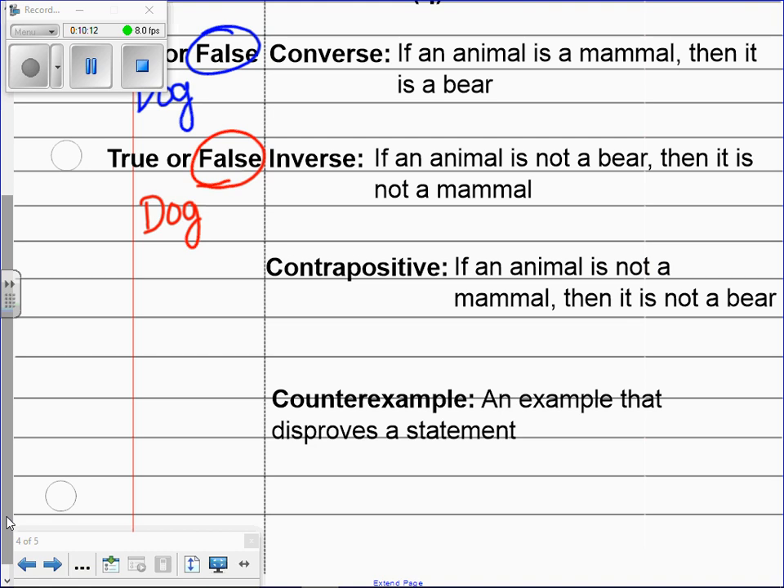All right, so read through the contrapositive and then determine if that is true or false. All right, so if an animal is not a mammal, then it is not a bear. Okay, so if we know that said animal is not a mammal, then there is no way that that can be a bear, right? Because a bear is a mammal. So if it's not a mammal, then it's clearly not a bear, and that's a true statement. Okay. All right, so that's the end of your conditional statement.